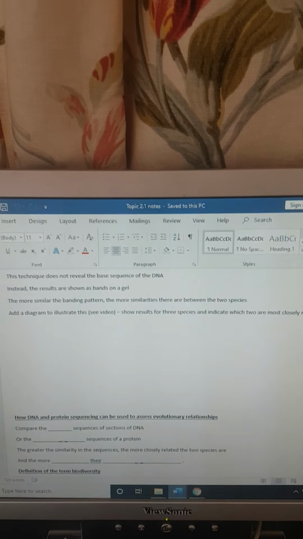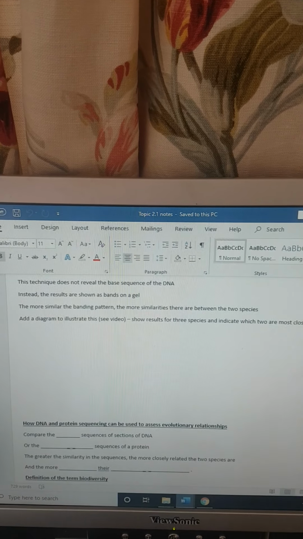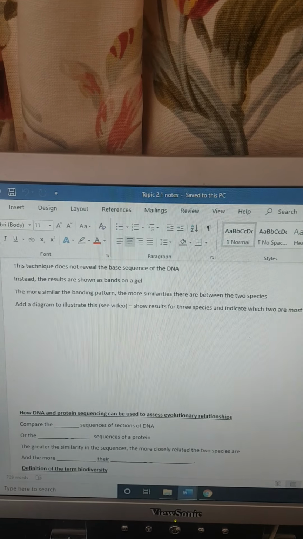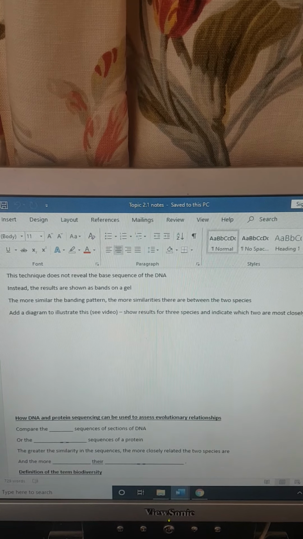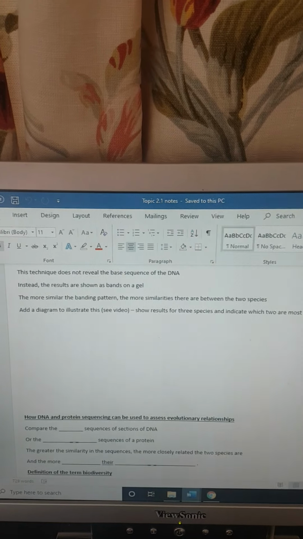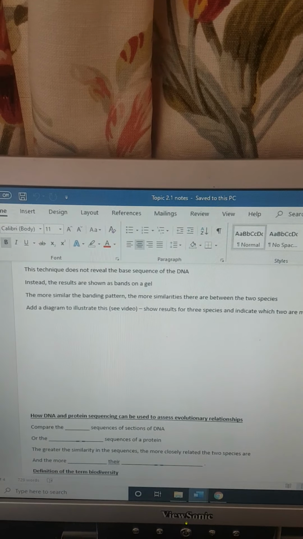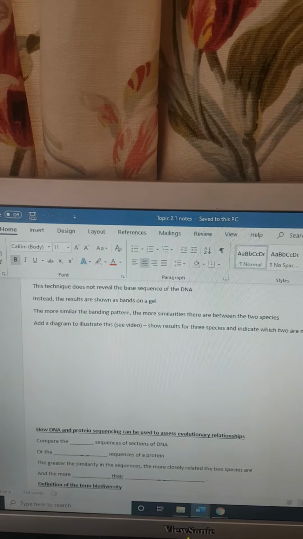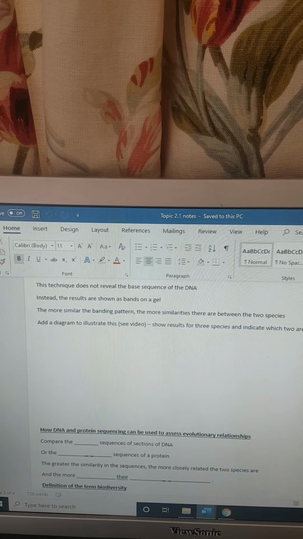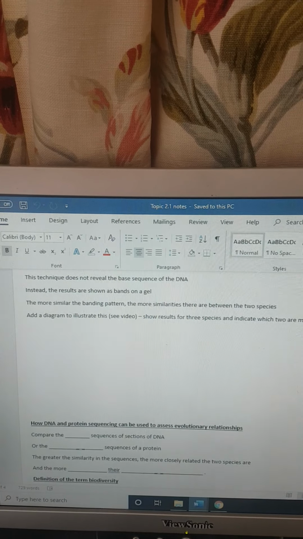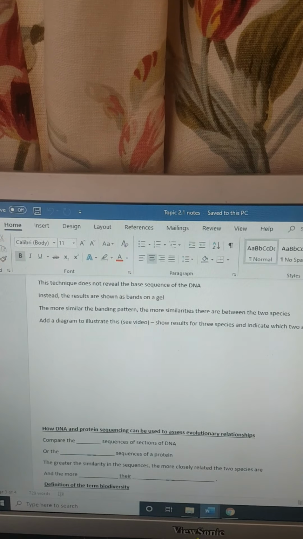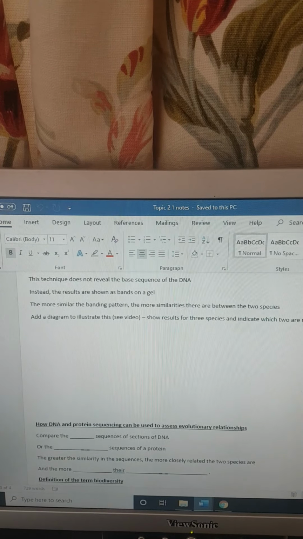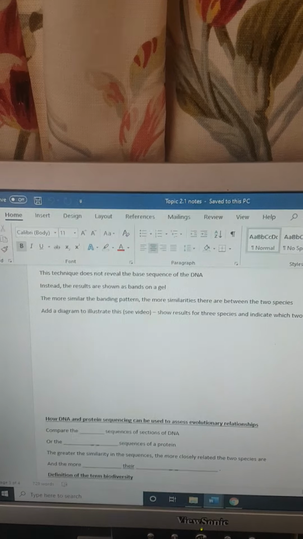Right, as I've mentioned in my email, you should now be able to go on and make further progress on the topic 2.1 work, complete all of page 2 of the note sheet and even the first part of page 3 up to the end of this bit I'm showing you here, how DNA and protein sequencing can be used to assess evolutionary relationships. Do not go on to the biodiversity part until next week. Then you can also go on and do section C on the question sheet and also the homeworks I've asked you to do in the email.